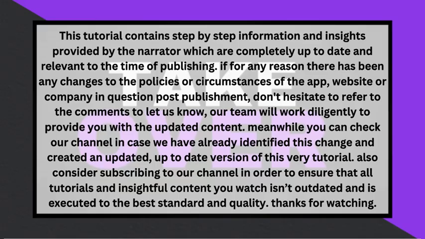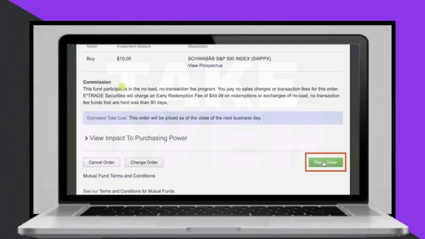You will then be prompted to enter the amount you wish to invest in the index fund. Simply enter the desired amount and click the Preview button. Review your order to ensure all details are accurate. Then confirm by clicking the Place Order button. Once this step is complete, your Vanguard S&P 500 index fund will be purchased through your ETRADE account.